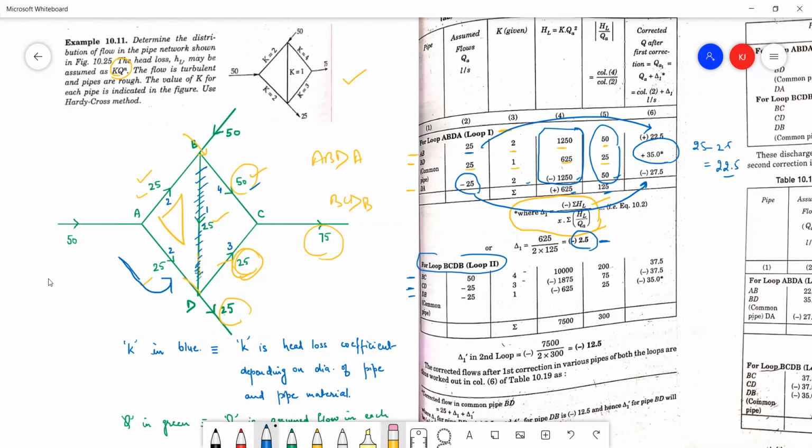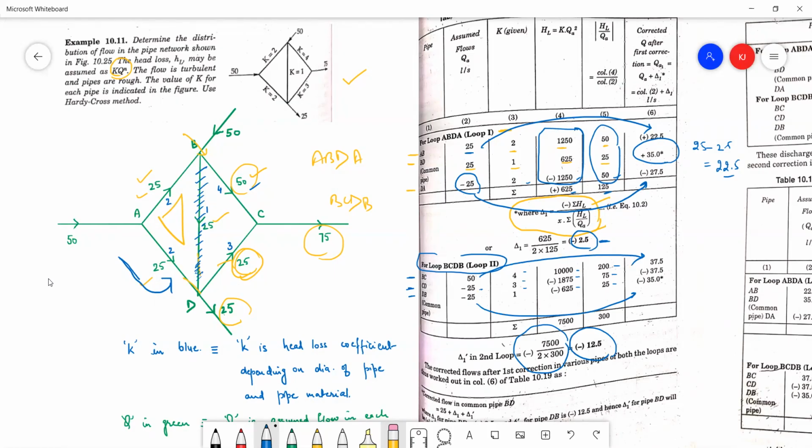We have the K values with us, we have the head loss with us, we have the HL by QA value with us. We apply this correction factor formula and we finally get the correction factor as minus 12.5. Okay, and this minus 12.5 is applied to all these. Here it goes, here it goes, and for this particular pipe we will specifically see now. Sorry, for BD, DB, here we will see.